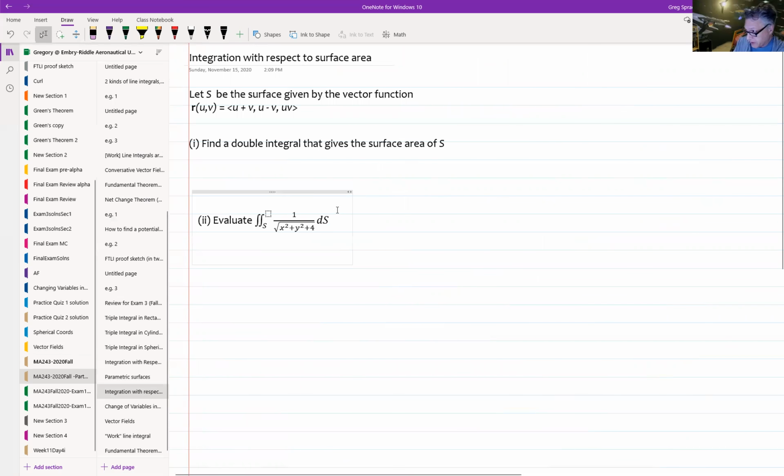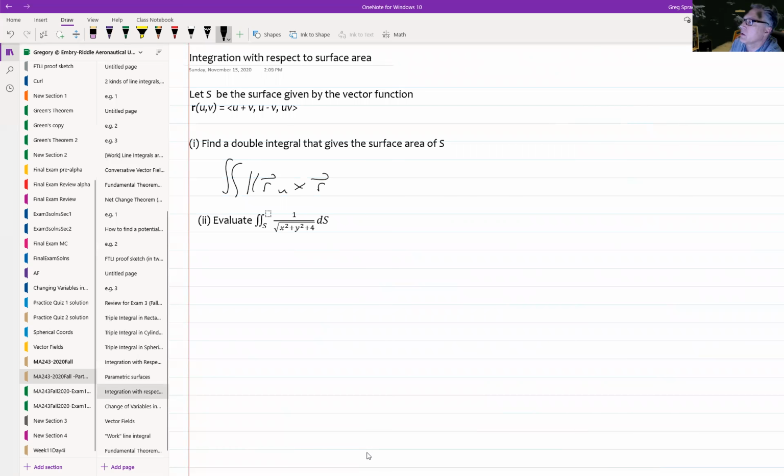Next, let's do some integrating over surfaces. So take a surface and find a double integral for its area, but not do the double integral, and then also integrate a function over that surface. So to calculate surface area, we have to integrate the length of r_u cross r_v.